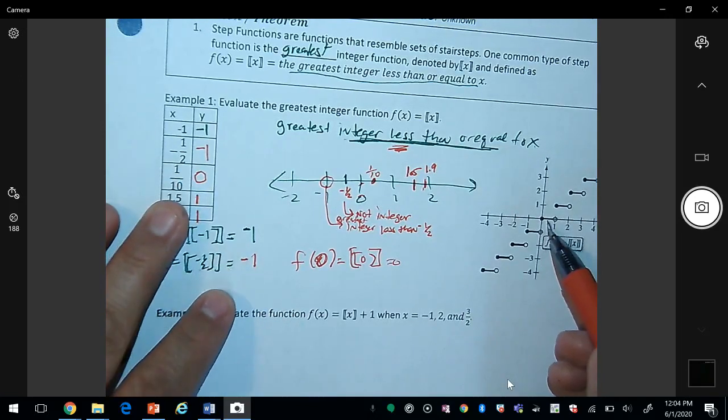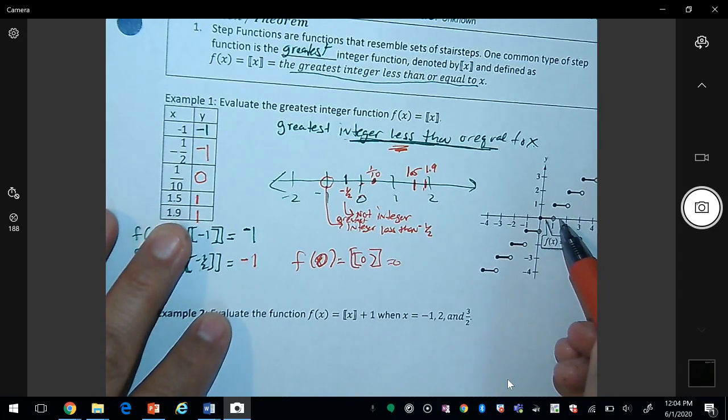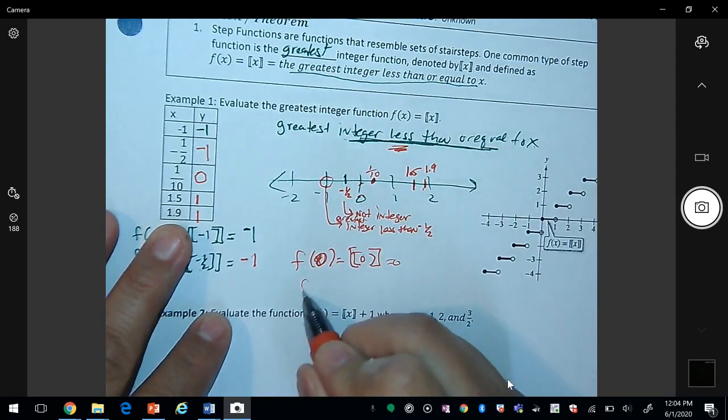And then we have, at 1/10, we have 0. At 1.5, we have 1. But at 2, notice what happens at 2.